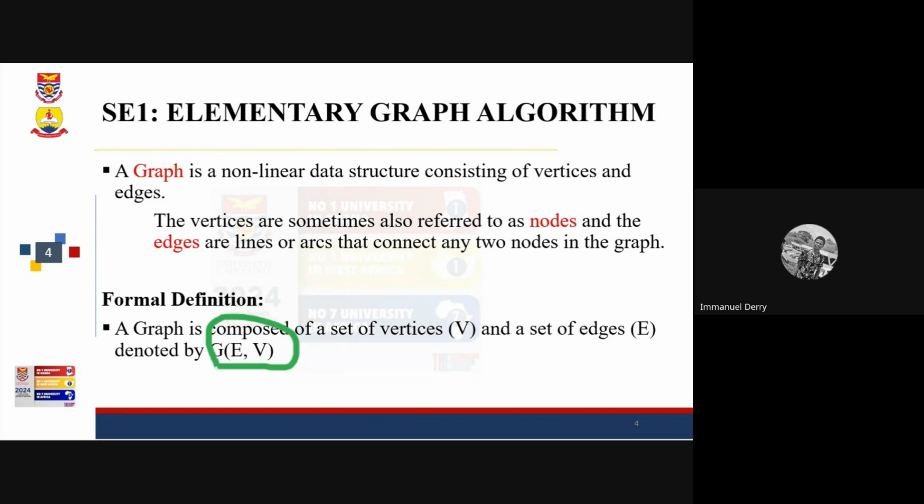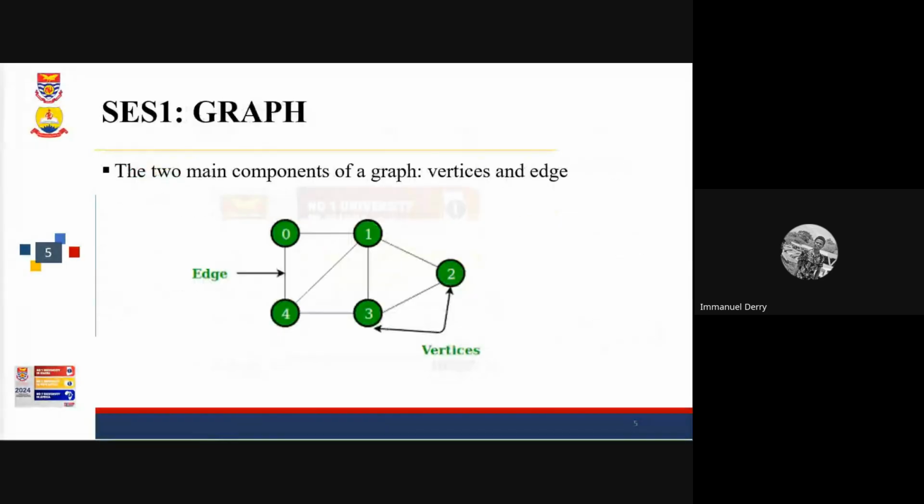That is to say that every graph should have an edge and a vertex. And the edges are the lines or the arcs that connect two or more vertices, or we could say two or more nodes. So I'll be using the vertices and the nodes interchangeably, but notice that they are the same in this context. All right.